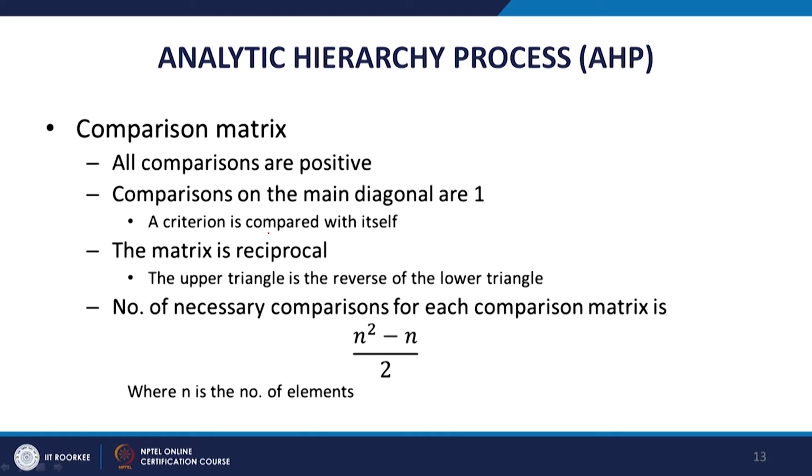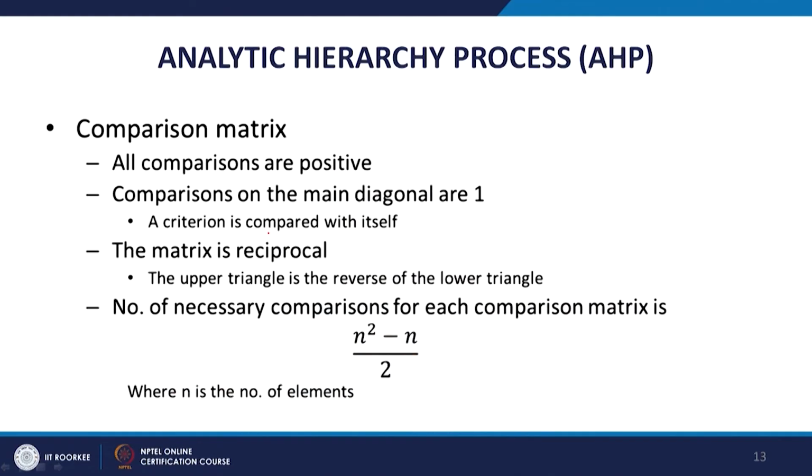Now, let us talk a bit more about the comparison matrix. All comparisons are positive, as we also saw in the scale, so all values are going to be positive. Comparisons on the main diagonal are 1; as I said, if a criterion is compared with itself, the value is going to be 1. The matrix is reciprocal, as I discussed. The upper triangle is the reverse of the lower triangle, because it is the same comparison, just a different way of representing the same information.